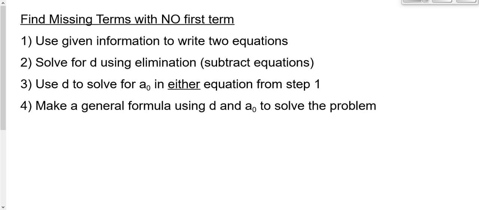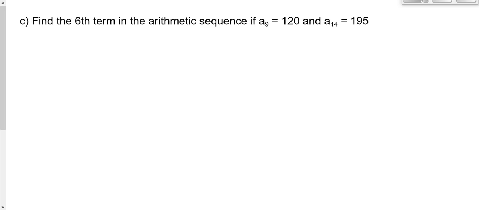So let's go ahead and take a peek at this type of problem. I have mislabeled my examples. I just realized this should be example E, because we just did A, B, C, and D. So this is example E. We're going to find the 6th term in this arithmetic sequence. And this time they've given us a sub 9, which equals 120, and they've given us a sub 14, which is 195. So let's take a look at how we can do step 1.